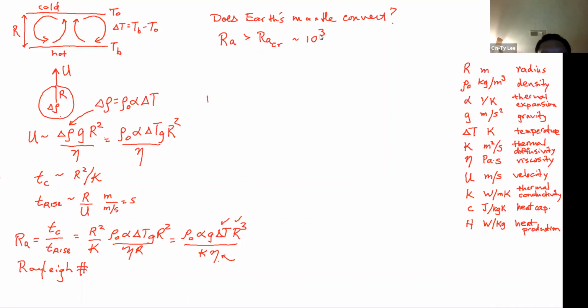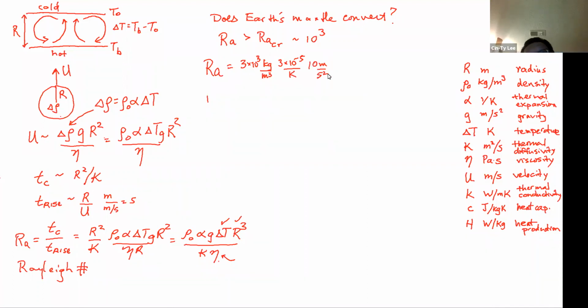So let's put some numbers in for the Earth's Rayleigh number. So here we go. The density would be about 3 times 10 to the 3 kilograms per meter cubed, right? The thermal expansion coefficient is about 3 times 10 to the negative 5 per Kelvin. Okay. Gravity is about 10 meters per second squared.